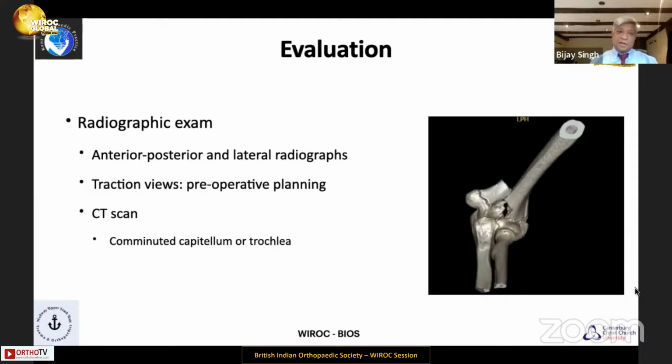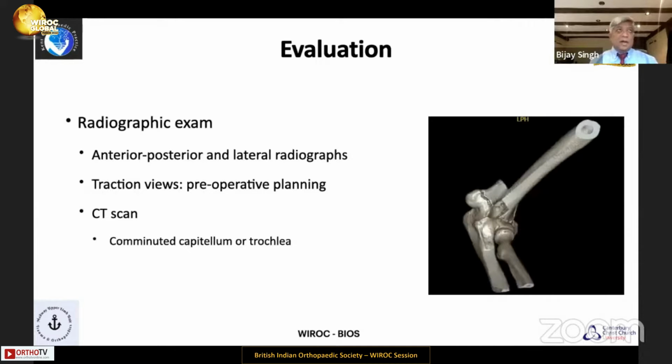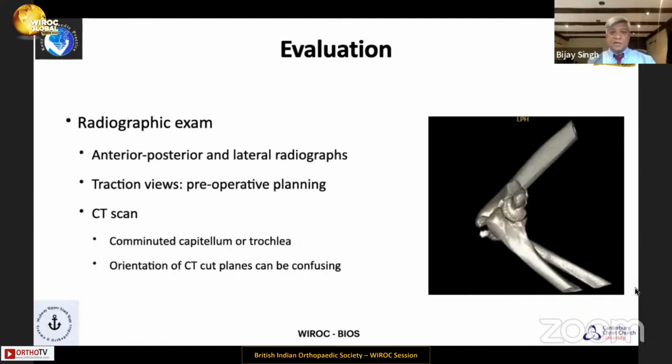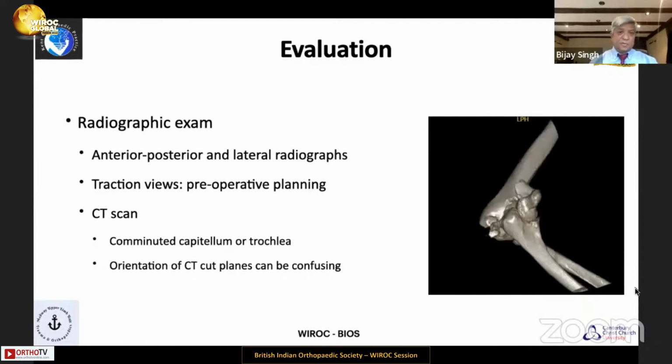Beware of the comminuted capitellum and trochlea. And also, I think when you're starting off, it's a good idea to speak to your radiology team so that they get the orientation of the images properly.